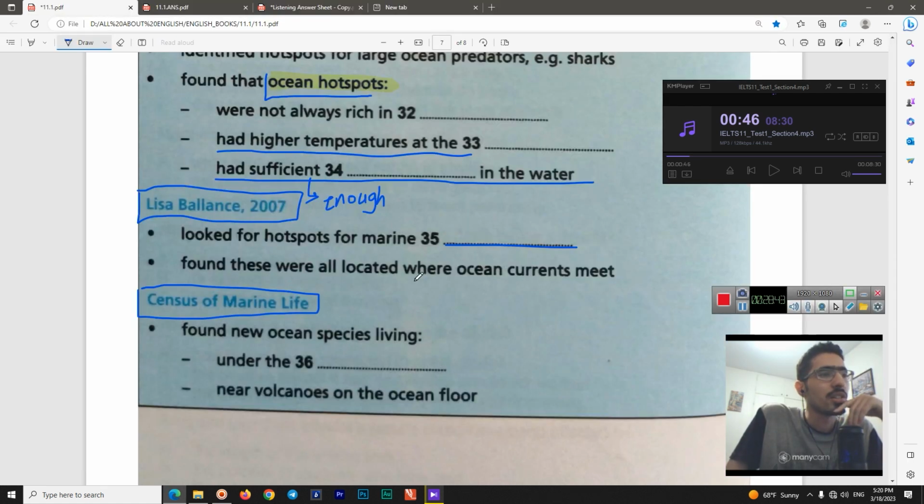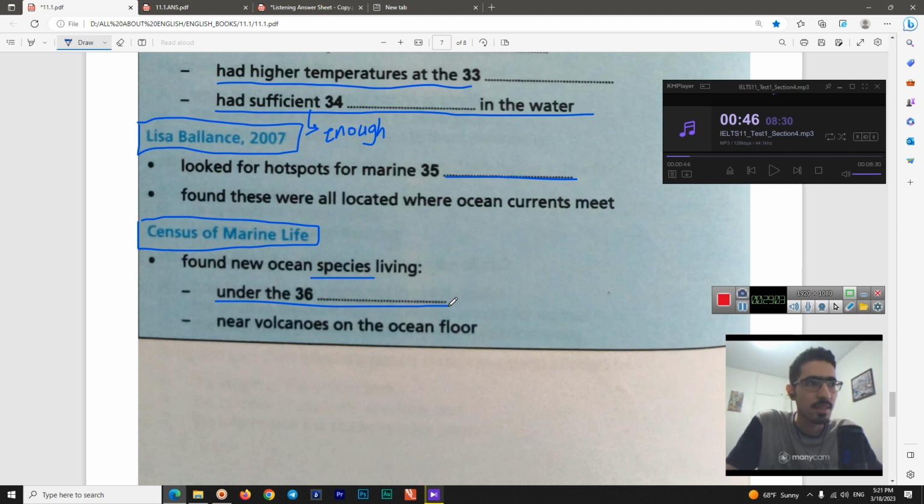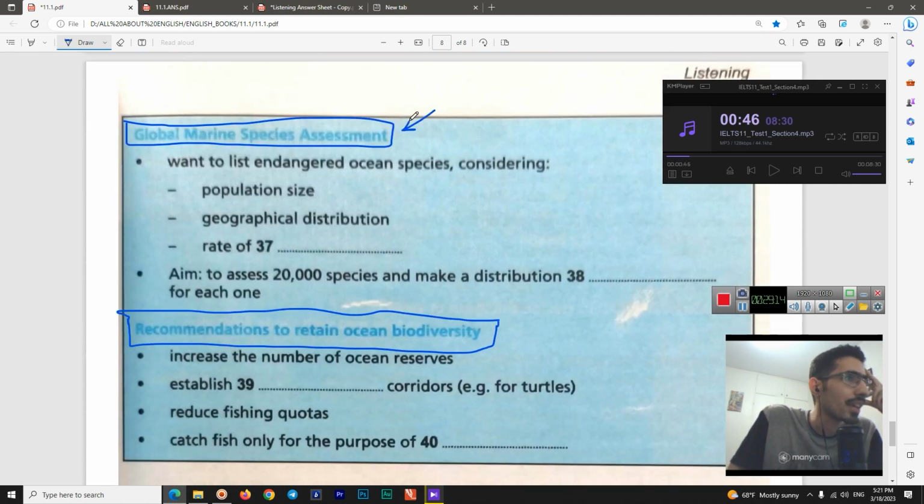Found these were all located where ocean currents meet. This line is not really important. Census of marine life. Found new ocean species. Species means kinds of animal living under the surface, under the ice, under the rock, under the what? Under the air. So you should guess something. Near volcanoes on the ocean. This is not important, but this is important because you should track it.